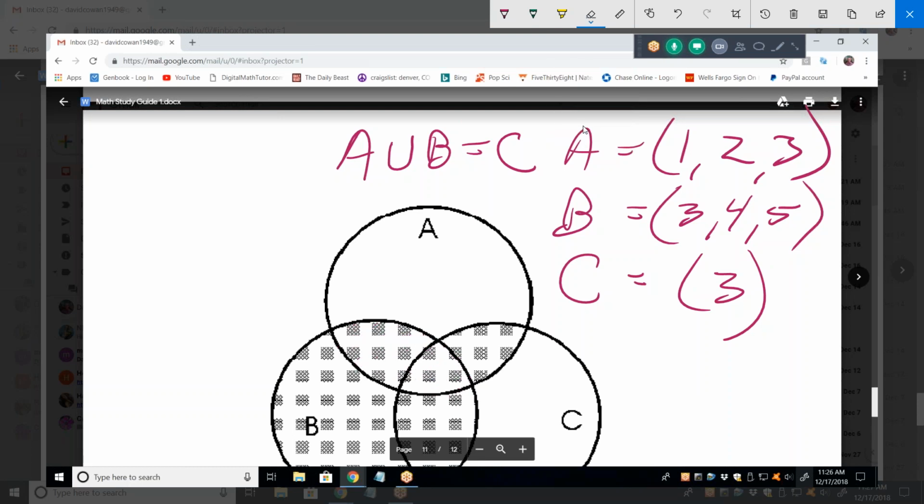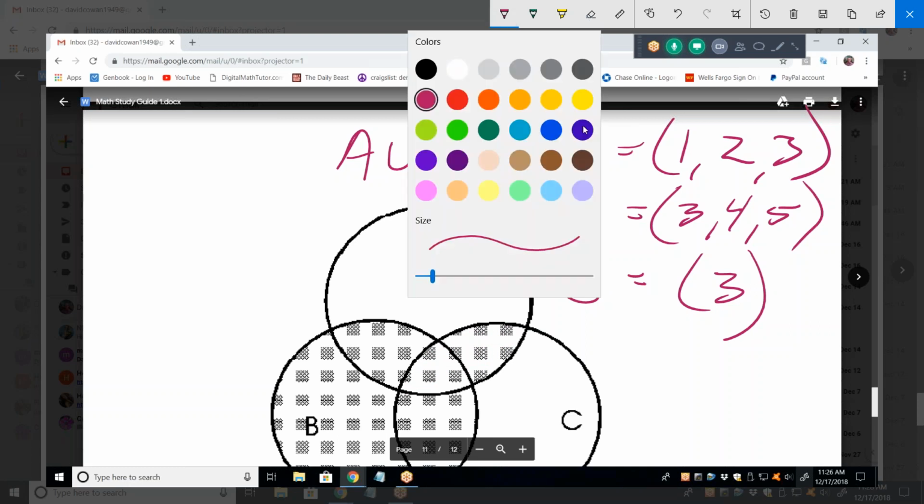In other words, let me use different colors. This has, that's A and B. This is C and A. By and, I mean union. But if I'm looking for what is C, A, and B, it's only this section right here.